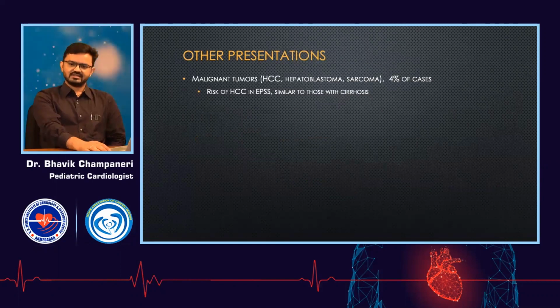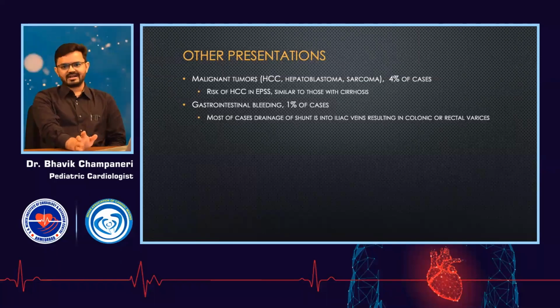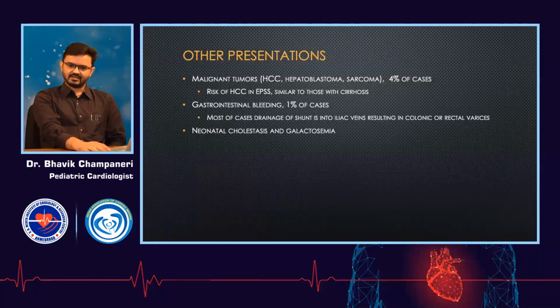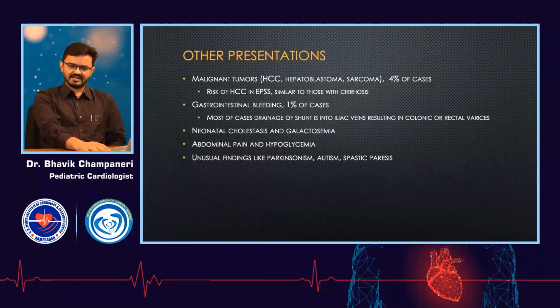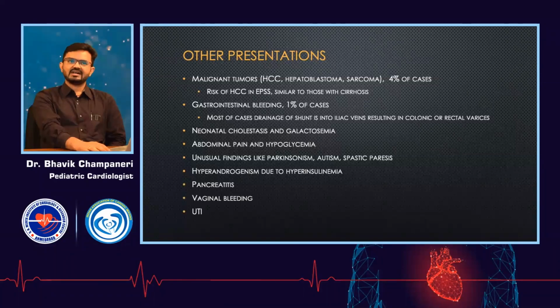Gastrointestinal bleeding accounts for 1% of cases, and most of these patients who present with gastrointestinal bleeding have portal venous drainage into iliac veins, which will lead to colonic or rectal varices. Neonatal cholestasis and galactosemia, abdominal pain and hypoglycemia, unusual findings like Parkinsonism, autism, spastic paresis, hyperandrogenism due to hyperinsulinemia, pancreatitis, vaginal bleeding, urinary tract infections. These are unusual presentations of congenital portosystemic shunt.